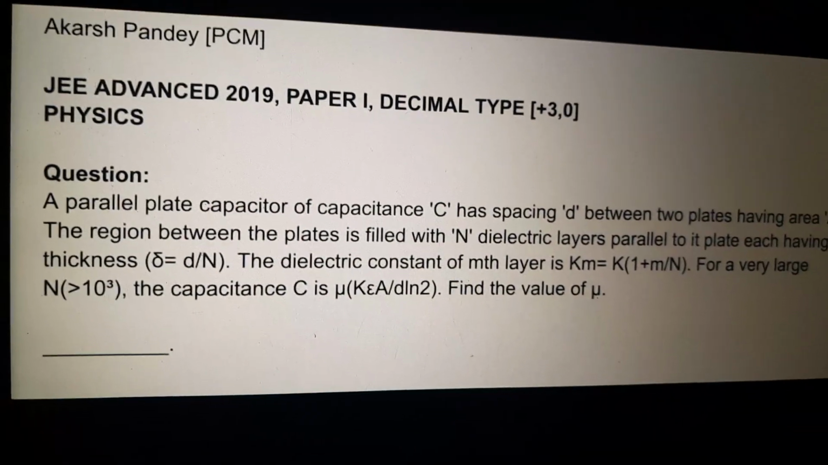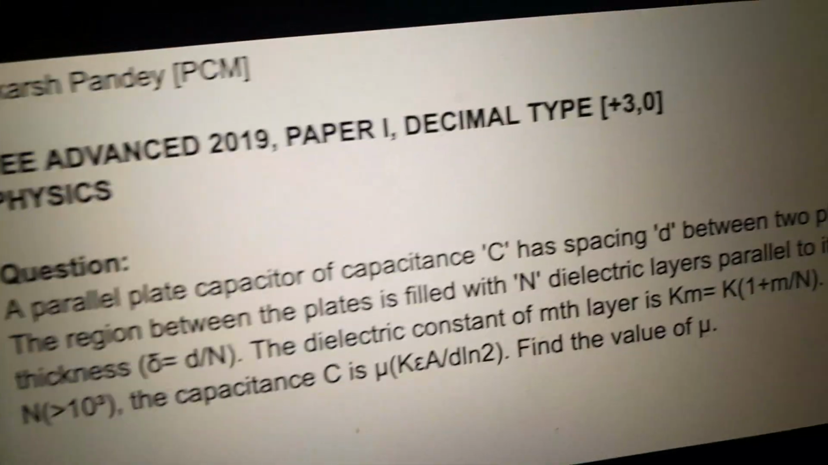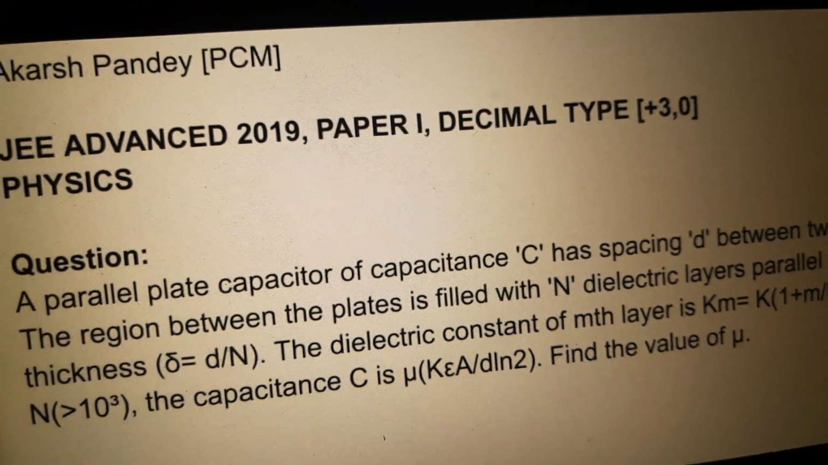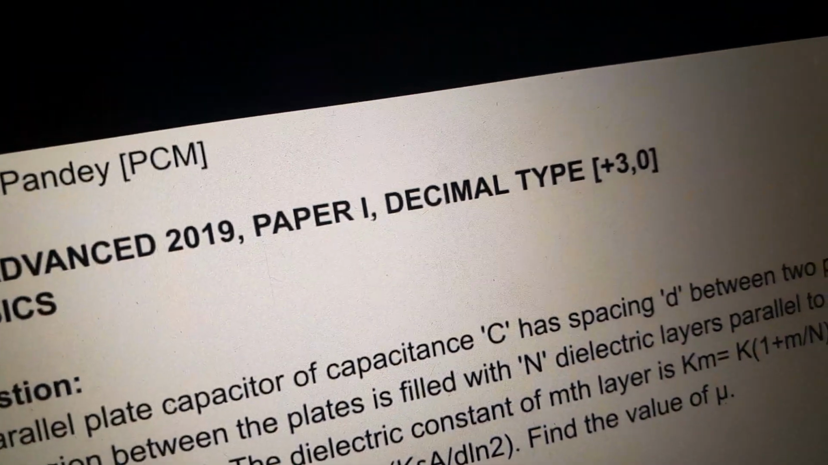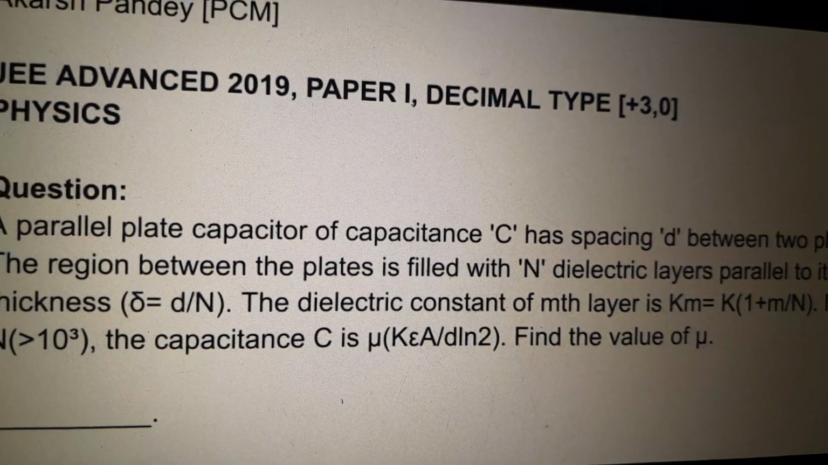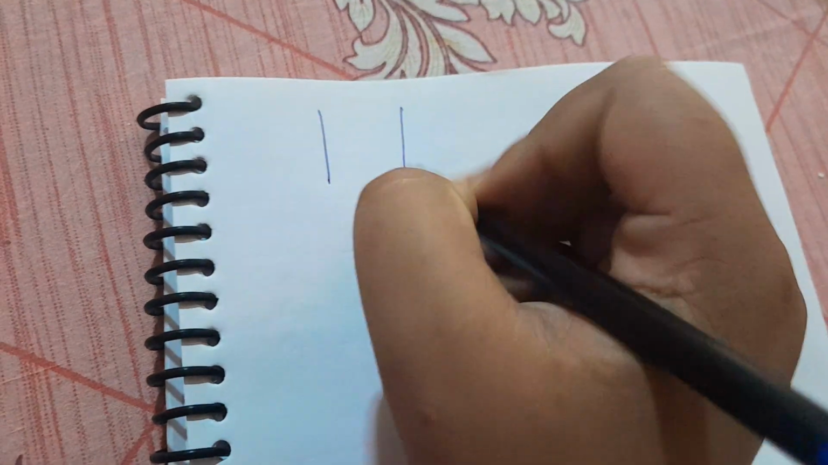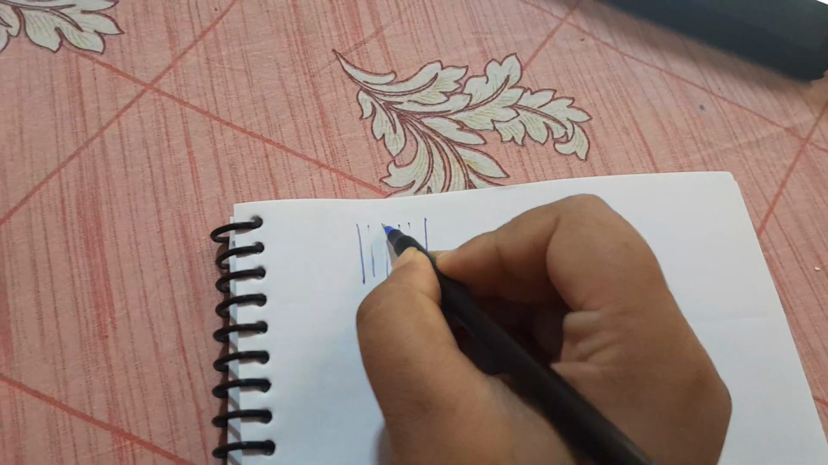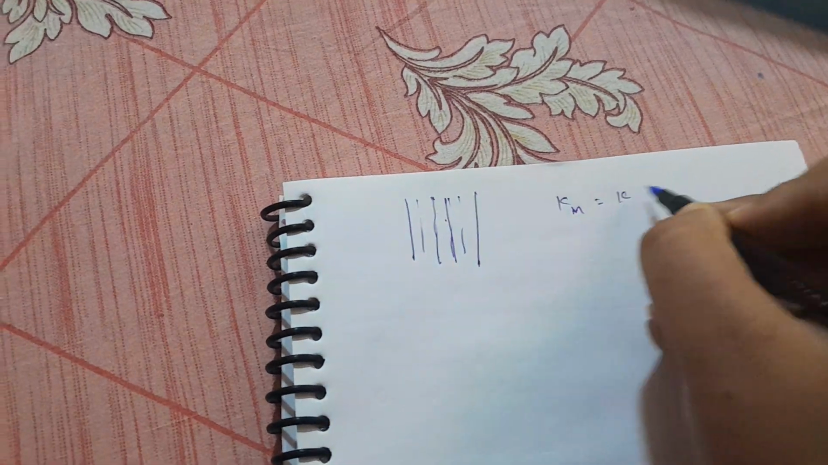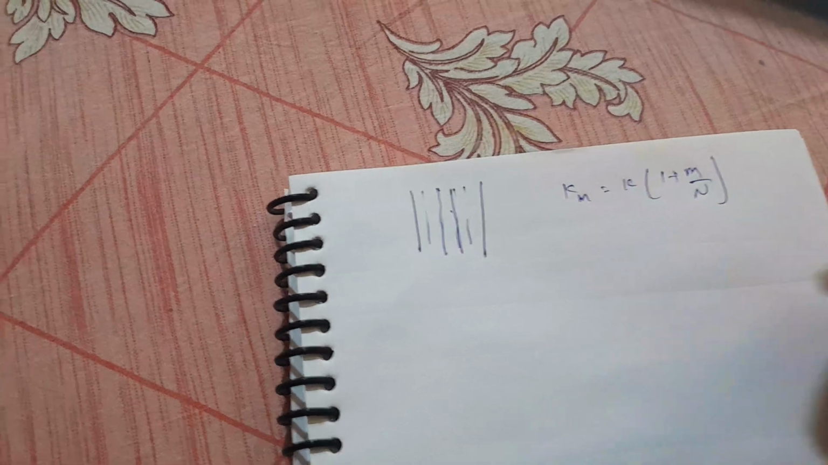So we will proceed solving this question. We can solve it by taking an element dx at distance x from one plate, but we can also solve it by using the limit as a sum of integral. So we will proceed with the same method. The capacitor will look like this, with N such plates inserted, and the dielectric constant Km is given by K times (1 plus M by N) according to the question.